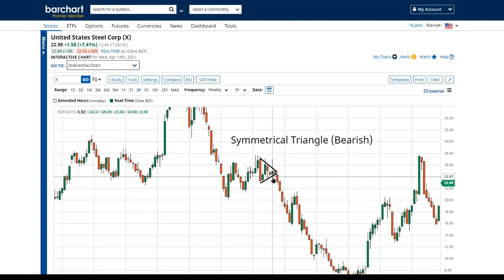And once price breaks below the recent pivot low, that could be your entry, or you could be patient and wait for that breakout below the base area of the triangle. Okay. All right, so that's a bearish symmetrical triangle.